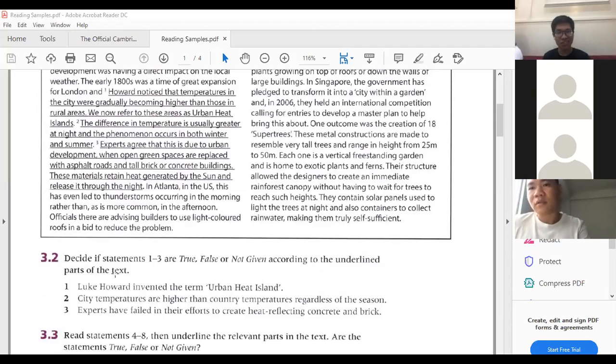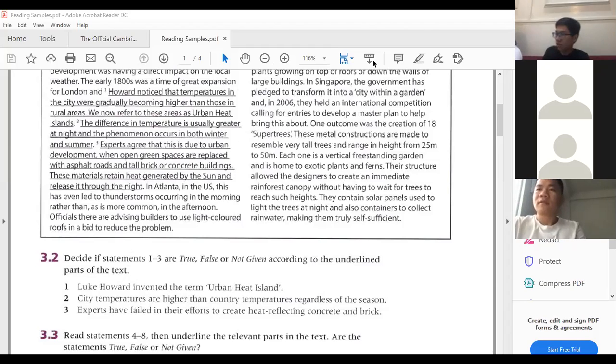They contain solar panels used to light the tree at night, and also containers to collect rainwater, making them truly self-sufficient. Yes, self-sufficient. So they need maintenance, or they can help themselves? Self-sufficient. That's the key. Self-sufficient means they can do all those things by themselves, right? Yes. So it is false. They don't need maintenance. They are self-sufficient. They collect rainwater, they keep the lights and everything. So it's false. Very good.